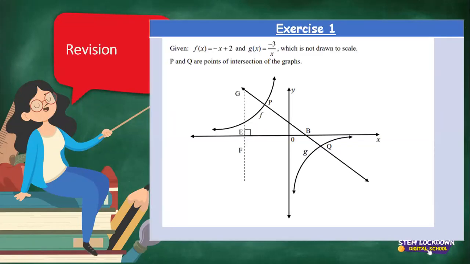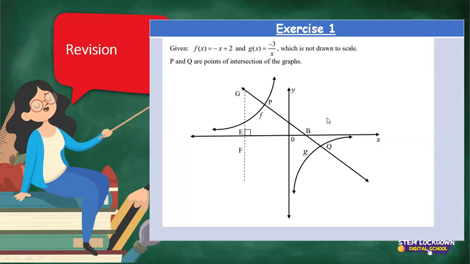How do you find the coordinate of B? To get the coordinate of B, there's B there. Find the coordinate of B. So B is on what? What is the position of B? The position of B is such that it's on the x-intercept. So just find the x-intercept of the linear graph.